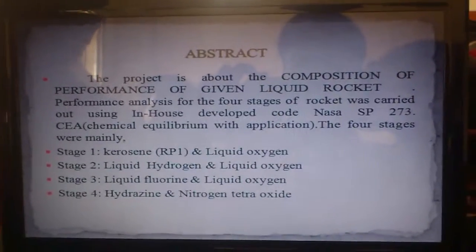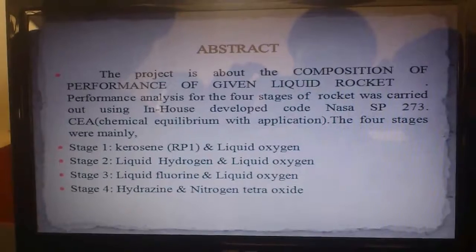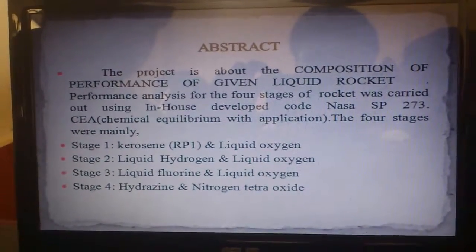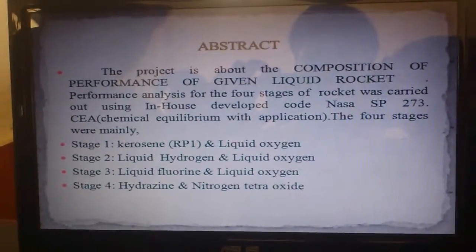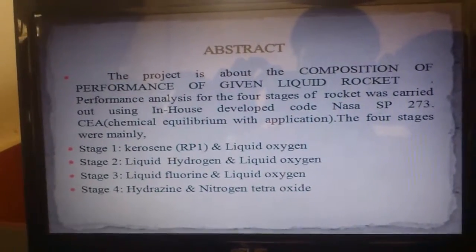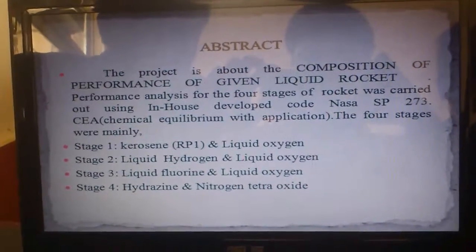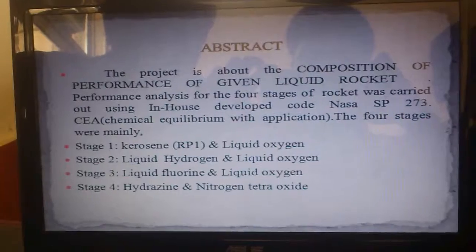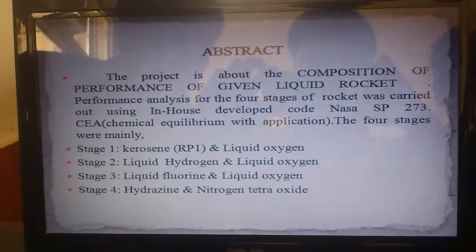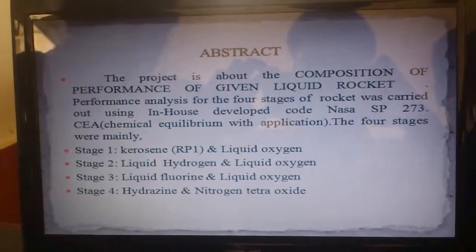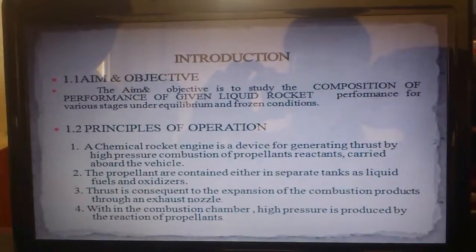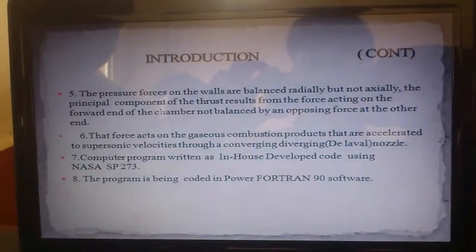And this is the abstract. The abstract is finding the performance of a liquid rocket by using Photon software for 4 stages. The performance analysis for the 4 stages of the rocket was carried out using an in-house developed code, NASA SP-273. The 4 stages are: stage 1 is kerosene and liquid oxygen, stage 2 is liquid hydrogen and liquid oxygen, the third stage is liquid fluorine and liquid oxygen, and the 4th stage is hydrazine and nitrogen tetroxide. And this is the introduction and the principal operations.